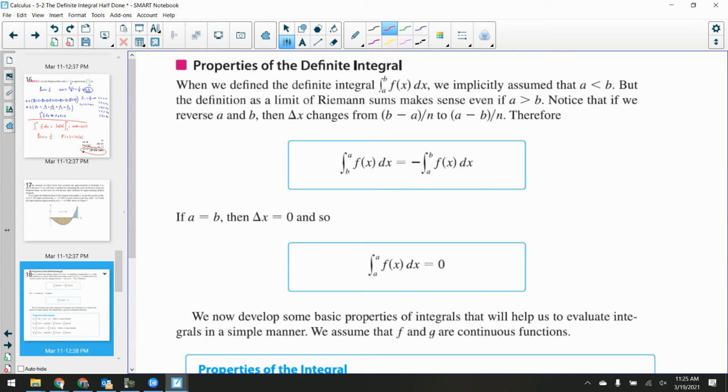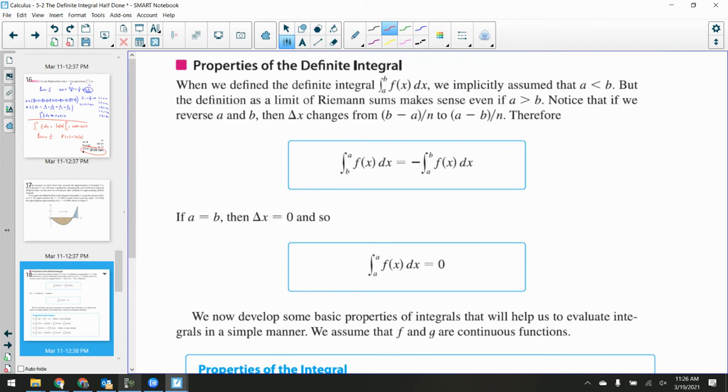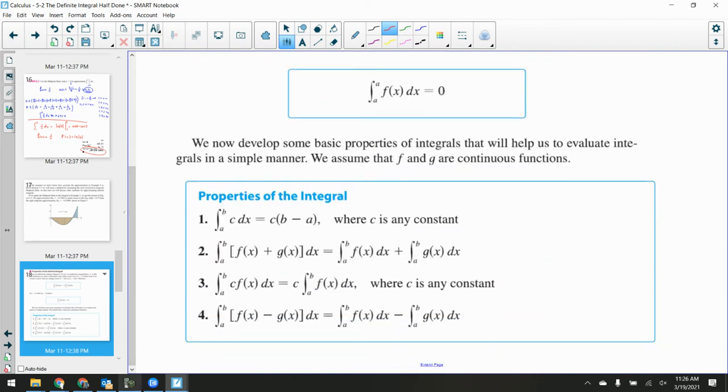Okay. And I think that kind of talks about it a little bit here too. But we don't even need to worry about that. When we defined the definite integral, we implicitly used, what do I want to get here? Just trying to speed things along for you here. These properties, those are important properties here. Okay. I would jot these down for yourself.